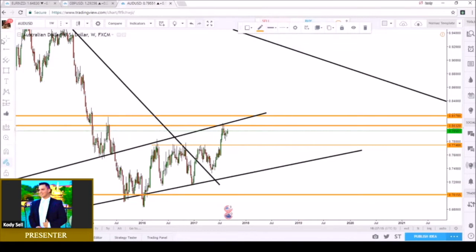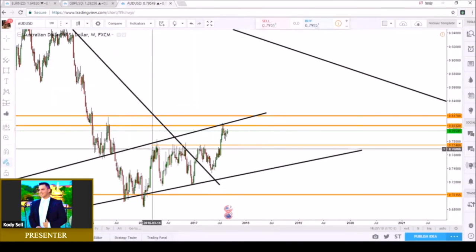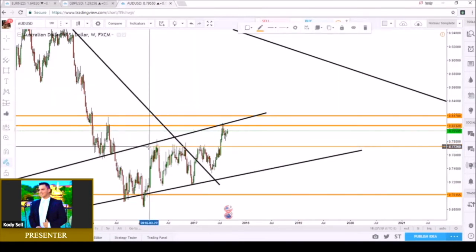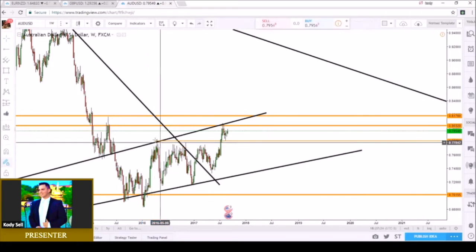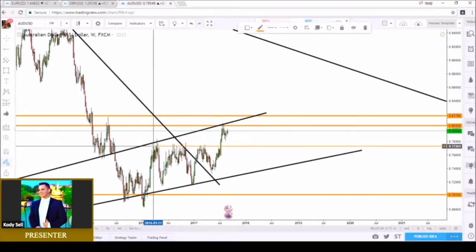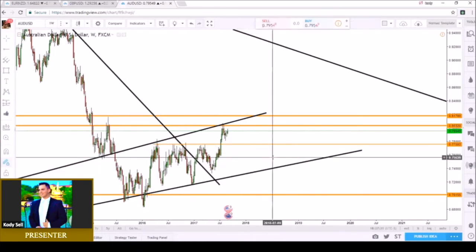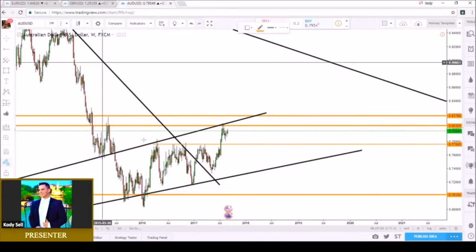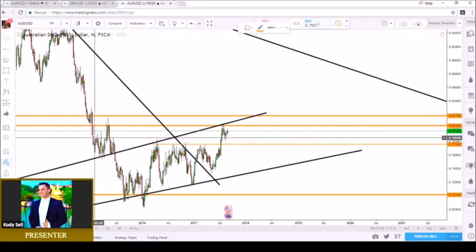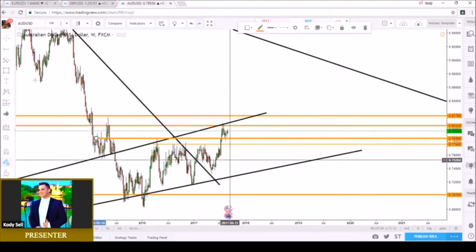Okay, so weekly levels right here. Reaction points. Again, it's tough because it is a zone, but you really want your significant reaction points. So I'm going to go ahead and leave mine right here, and I'm going to add another one right in this area. See if I can get it exact here. Right in this area here.